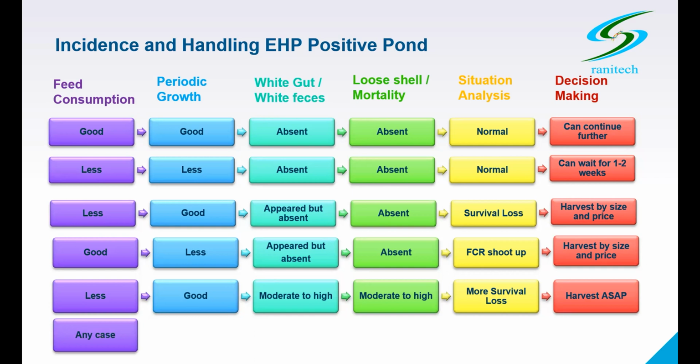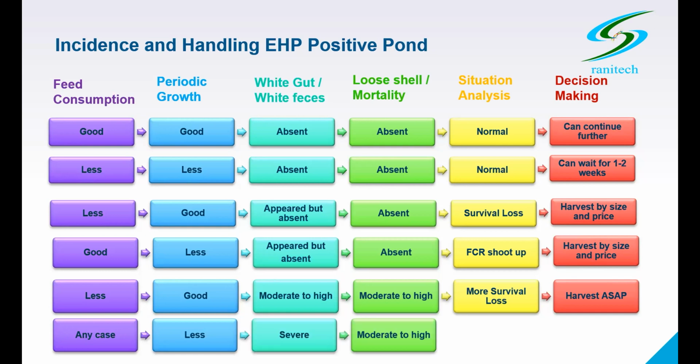And I have another case in which feed consumption can be anything, high or low, it doesn't matter, but period growth is less. Whether it is eating or not, you don't have any growth, and you have very severe white feces and very high loose shell. At that time you are going to lose survival, and your FCR is also going to shoot very, very high. This is the worst case and you have to do an emergency harvest. My suggestion is, if this is the case and you understand it today, you have to harvest immediately, by tomorrow. This is the worst case.